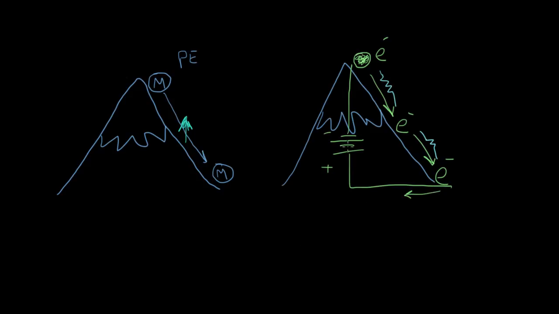So the amount of voltage here is proportional to the height of this mountain. A high voltage is a high mountain, and a low voltage is a low mountain. The electrons are pushed out the top by the battery, roll down to the bottom, doing work along the way, and this is where we do our circuit design.